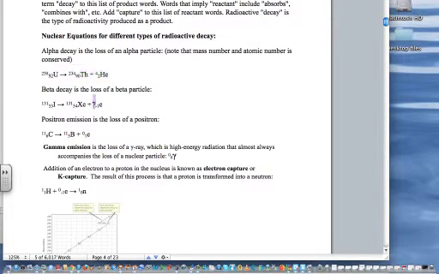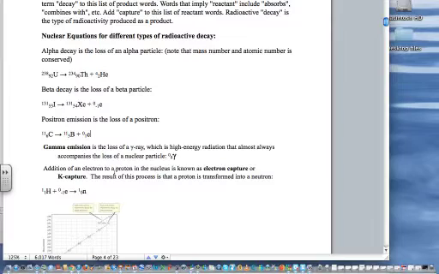Beta decay is the loss of an electron or a beta particle. And so all of the same things we just talked about in terms of conservation of mass number and atomic number apply. A positron emission implies that the positron is being emitted, which is a product word, and so it is on the right-hand side of the equation. Gamma emission is the loss of a gamma ray or gamma photon, which is high energy radiation. Almost always accompanies the loss of a nuclear particle. We often do not put it into the equation since it has no mass number or atomic number.